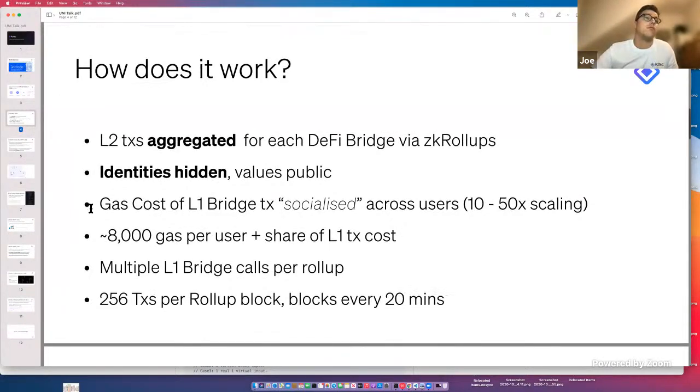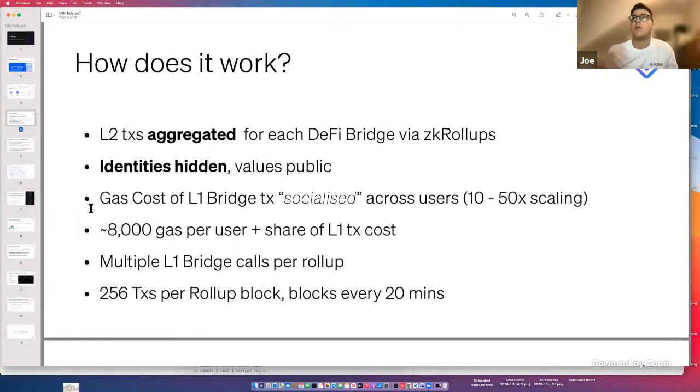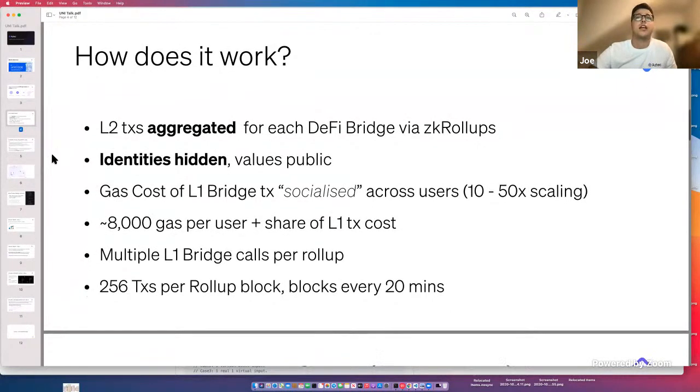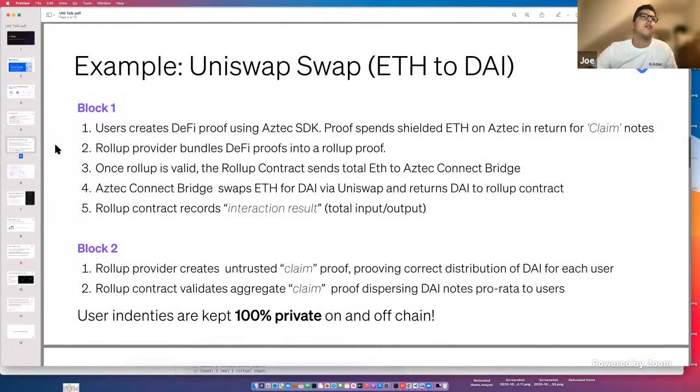The system itself can support multiple layer 1 interactions per rollup. At launch, we're targeting 256 transactions per rollup with blocks going every 20 minutes. So this should give you an idea of what's actually possible as we get closer to production. Right now, we're on test network and we're trying to incentivize some really great bridge contracts to be written so that we can bring scaling and privacy straight to L1 DeFi.